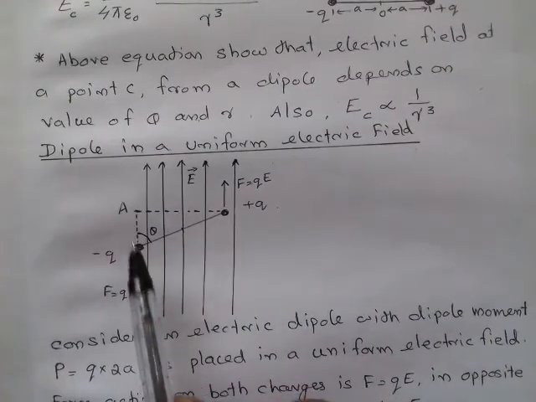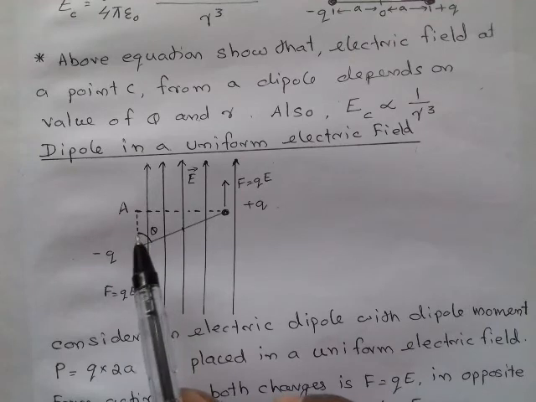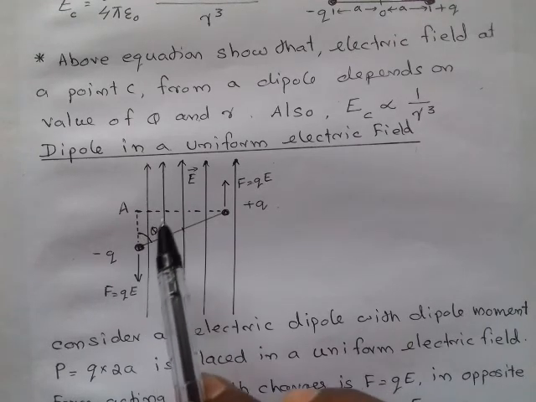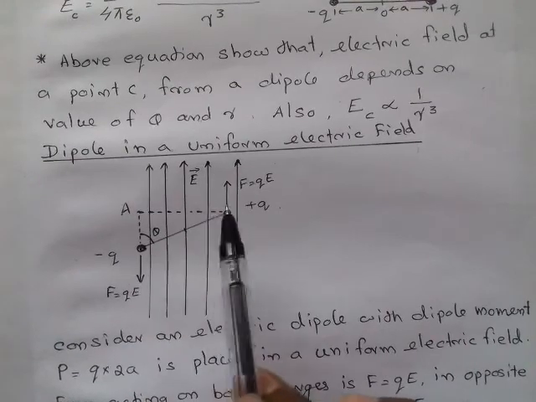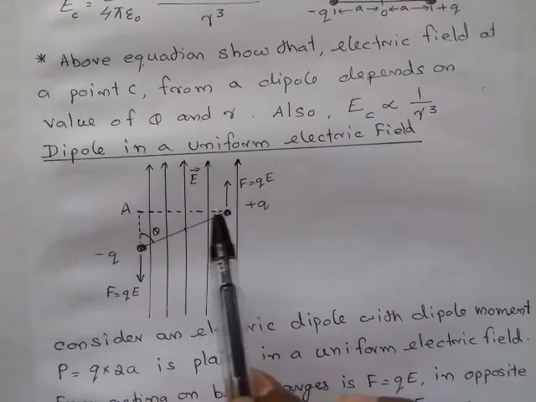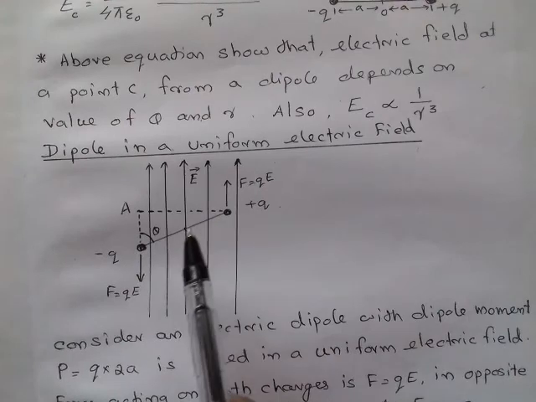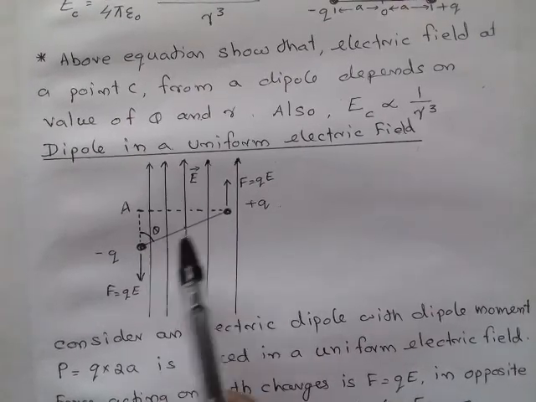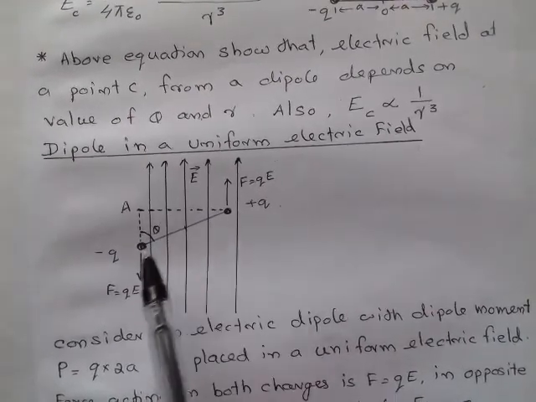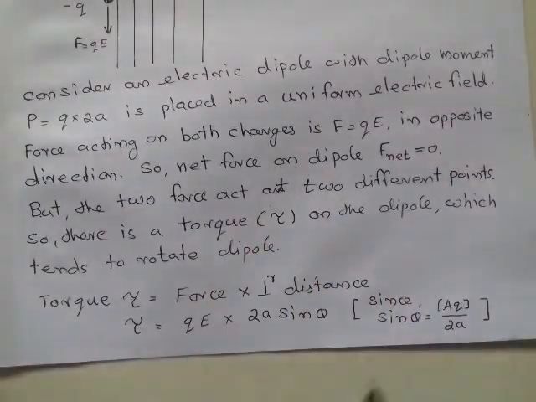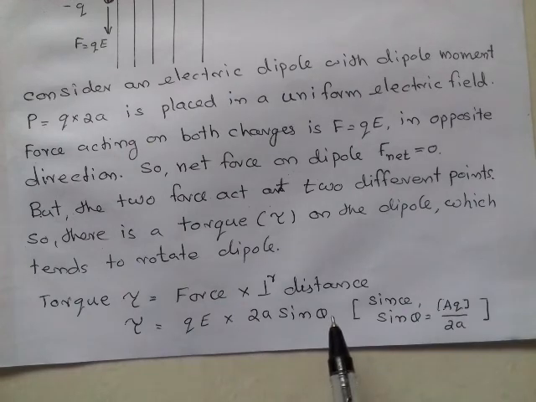From this right-angled triangle, this angle is theta. If you take the sine, it is the opposite side, which is the perpendicular distance that we actually want, divided by the hypotenuse, which is the dipole length 2a. So the perpendicular distance equals 2a sin theta. So tau equals q into E into 2a sin theta.